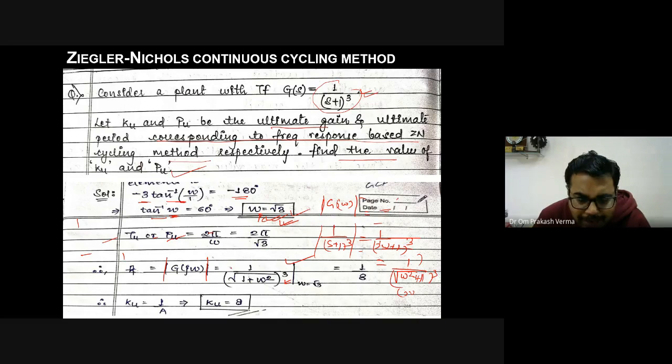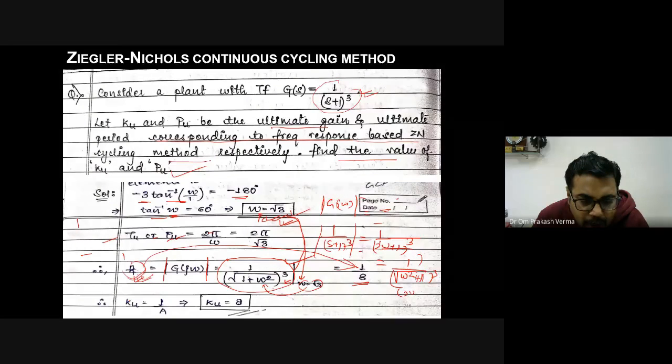So now this value is calculated, okay? So now you have to put the omega PC value, because you have to calculate the gain at the phase crossover frequency, and this is the phase crossover frequency. Just put this omega equal to root 3, you have calculated 1 by 8. This is the A, 1 by 8.